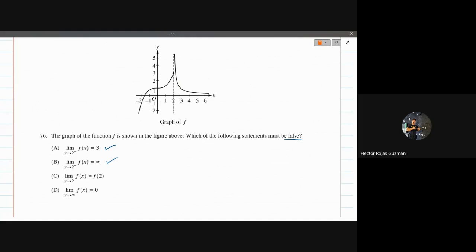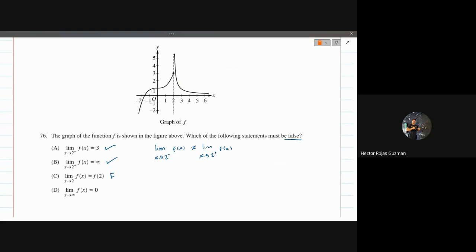The limit as x approaches 2 equals f of 2. This one is false, and that's because the limit as x approaches 2 from the left does not equal the limit as x approaches 2 from the right. We actually just did those two questions in part A and part B, and they're different. Therefore, the limit does not exist.